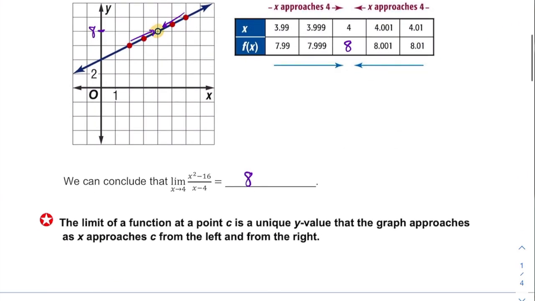So the basics on limits here is that the limit of a function at a point c is going to be some unique y value that the graph approaches as x approaches c from the left and from the right.